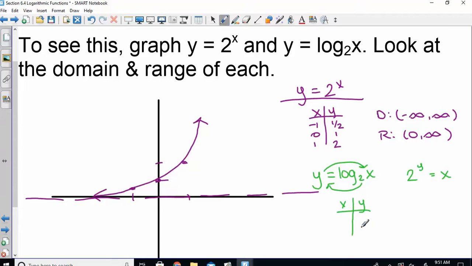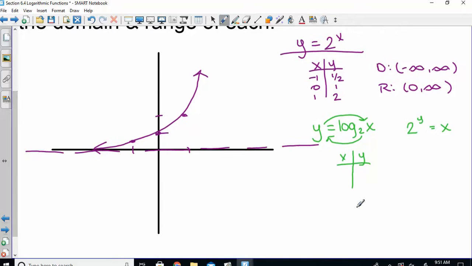When we graph an exponential, we always plug in negative 1, 0, and 1 for the exponents. What variable is my exponent? It's the y this time. So I'm going to plug in negative 1, 0, and 1 for my y. 2 to the negative 1 is 1/2. 2 to the 0 is 1. 2 to the first is 2. What happened to these points? They flipped. Alright, so 1/2, negative 1, 1, 0, 2, 1.